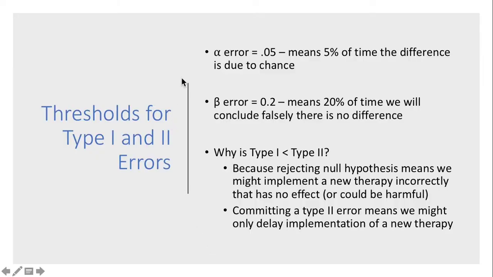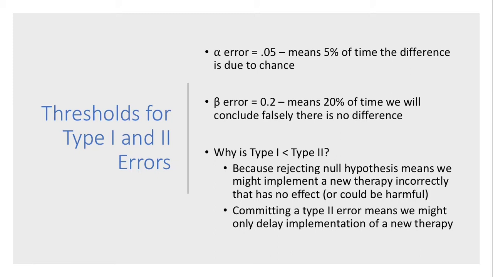So we have these error terms: an alpha error and a beta error. The alpha error is what we typically set at, say, a probability of 0.05, or a p of less than 0.05, and we will accept significant findings if they're less than 0.05. This means 5% of the time the difference is going to be due to chance, and we're willing to accept that 5% risk. Beta error is usually set at 0.2 or 20%, which means 20% of the time we're willing to conclude falsely that there is no difference, meaning that we would accept the null hypothesis.